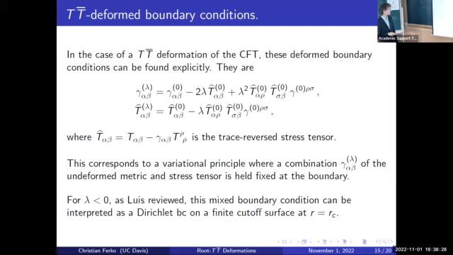So it's T alpha beta minus the trace. But in terms of that T hat, you can solve that differential equation exactly, and this tells you what the mixed boundary condition should be at infinity. So for the regular TT bar, everything works very nicely.